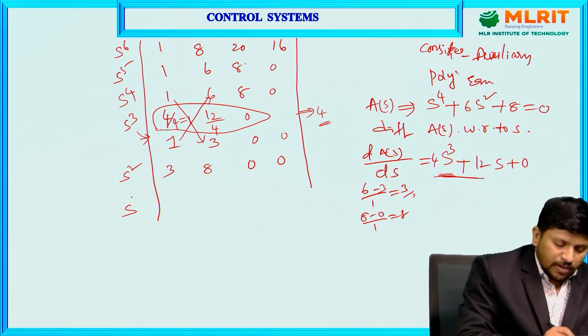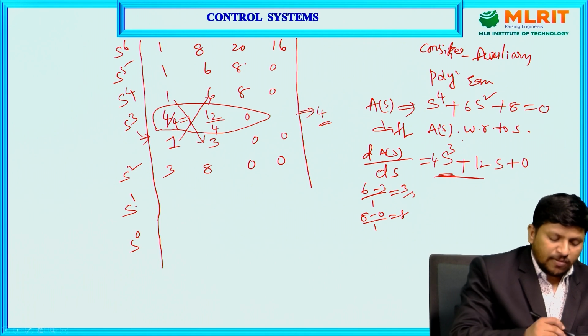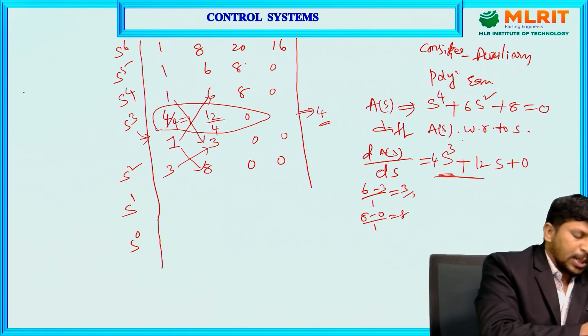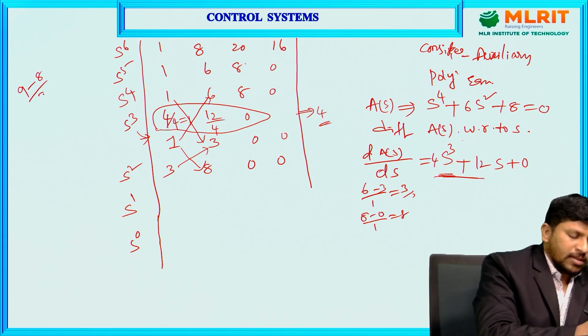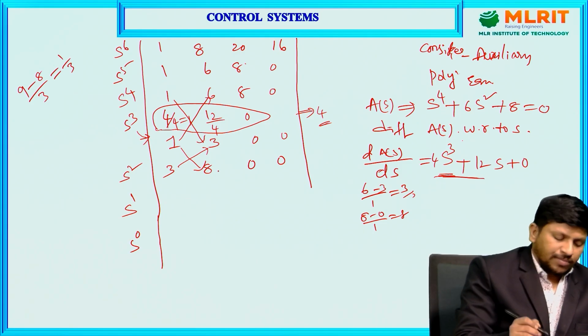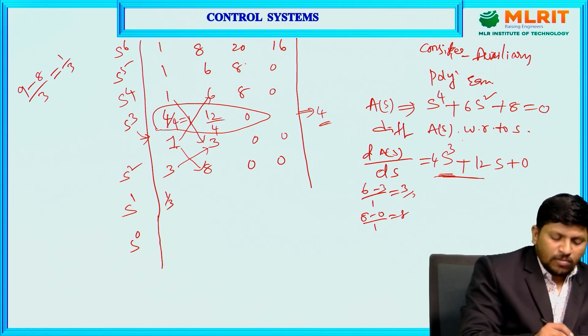So the S power of 1 row. Observe: 3 multiplied by 3 minus 1 multiplied by 8, that is 9 minus 8, divided by 3, so 1 by 3. The remaining elements are 0, so 0 directly.